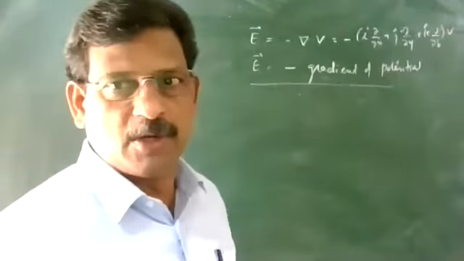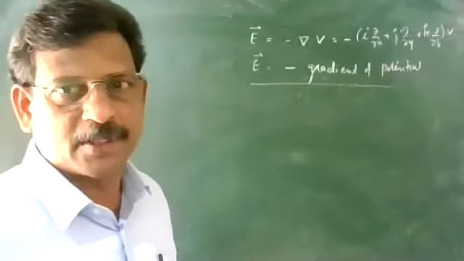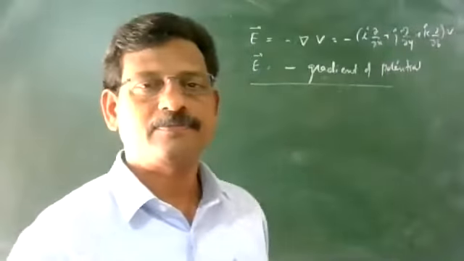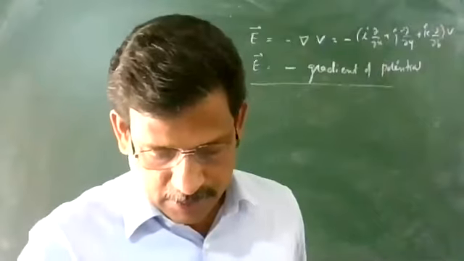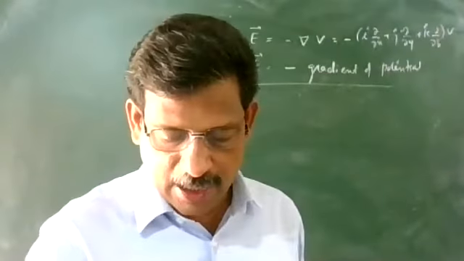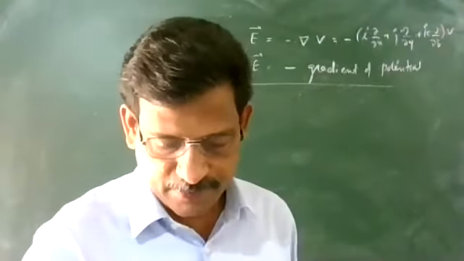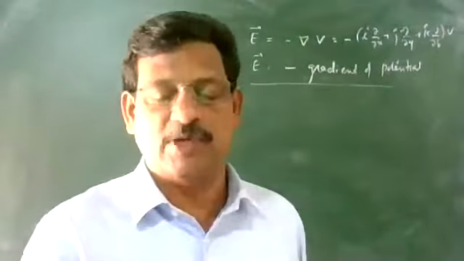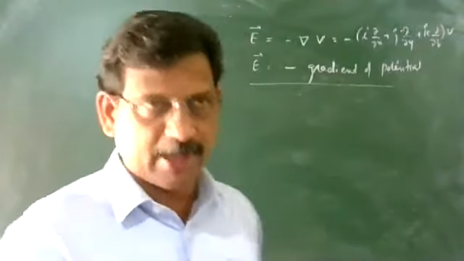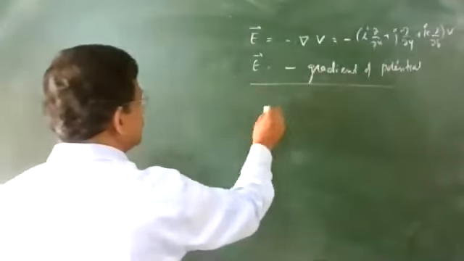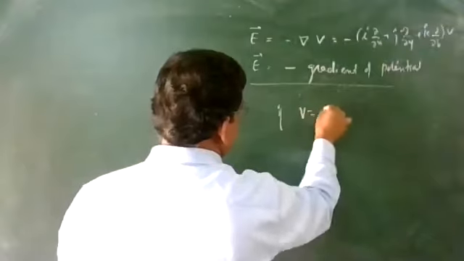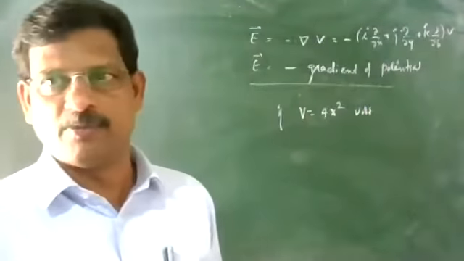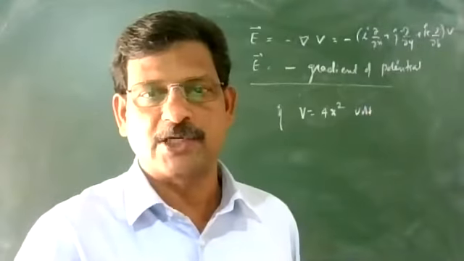Okay, today we are going to do a simple numerical, how to operate that, how to do the partial differentiation. All of you just note down this numerical. Electric potential at any point x, y, z, coordinates x, y, z in space is given by V equal to 4x square volt.